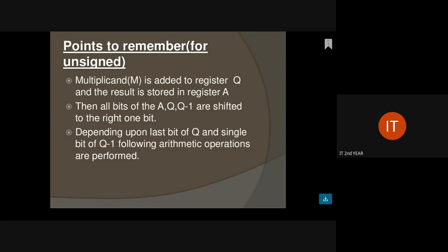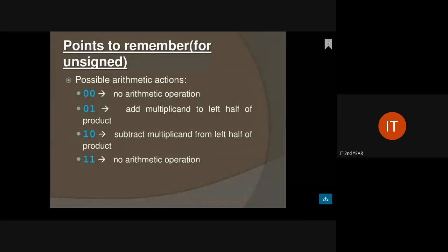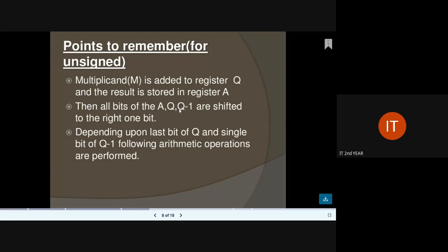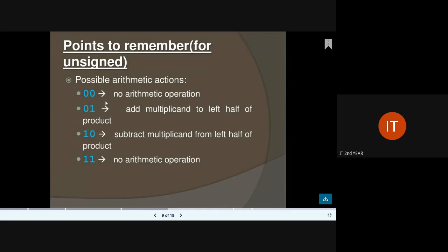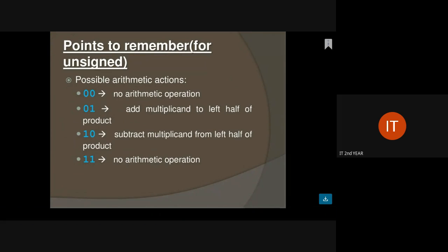These are all the possible arithmetic actions performed when we deal with a, q and m, depending upon the value of q minus 1. The four possible cases are 0 0, 0 1, 1 0 and 1 1. In this 0 0 and 1 1, during the 0 number and 1 1, that is 1 1 is the binary representation of the multiplicand.